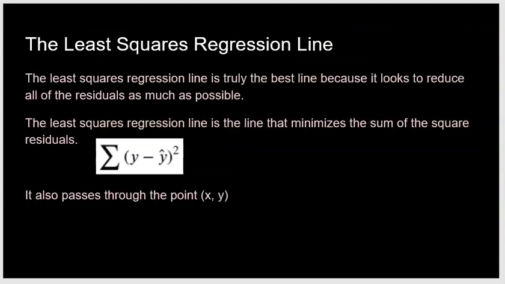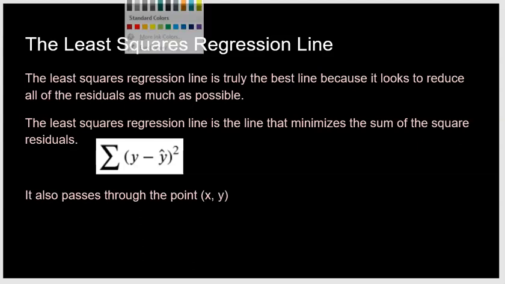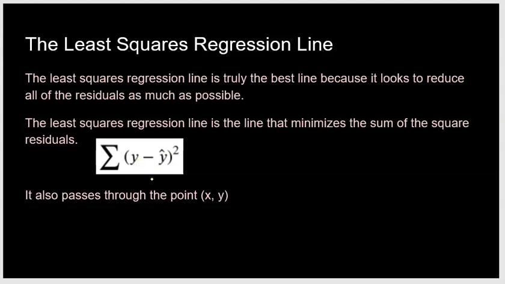All right, so here is all that in summary. The least squares regression line is truly the best line because it looks to reduce all of the residuals as much as possible. The least squares regression line is the line that minimizes the sum of the square residuals. And here's what that looks like mathematically. The sum of the square residuals. We use this big sigma to represent the mathematical symbol for sum. Y minus y hat is the formula for residual. And then we square all of those residuals. So that sum is as small as possible.